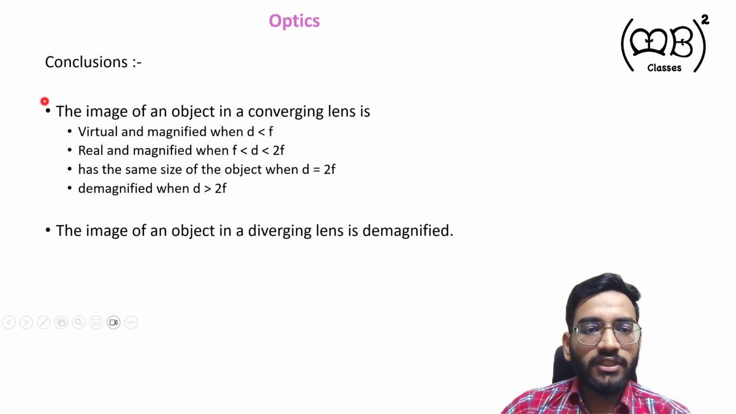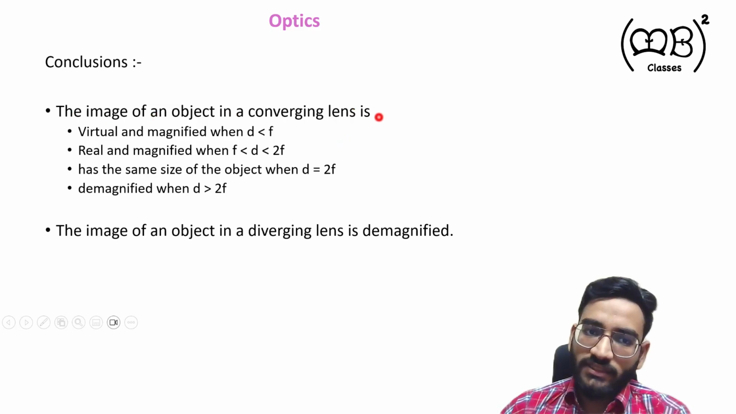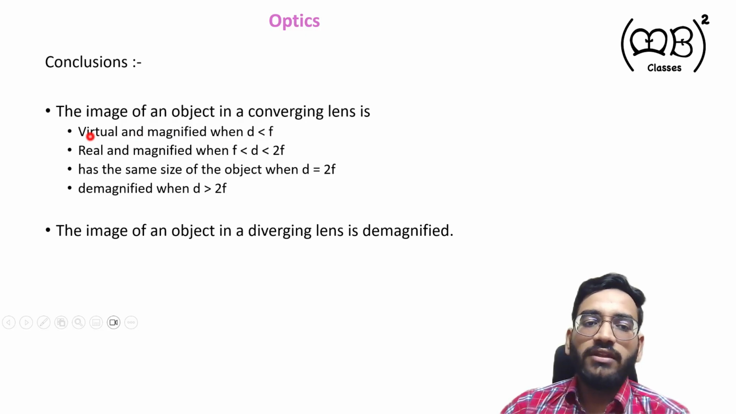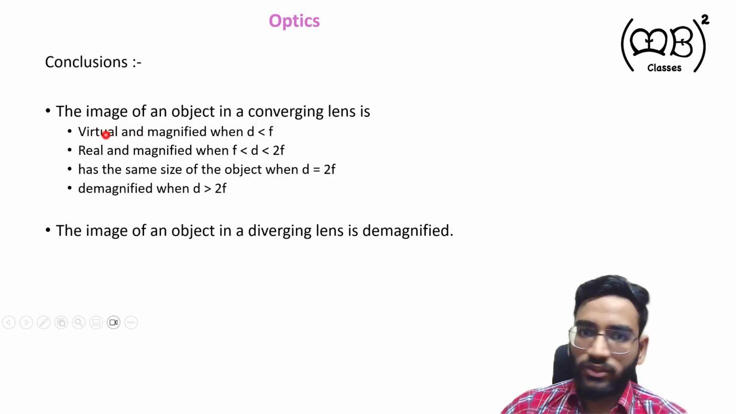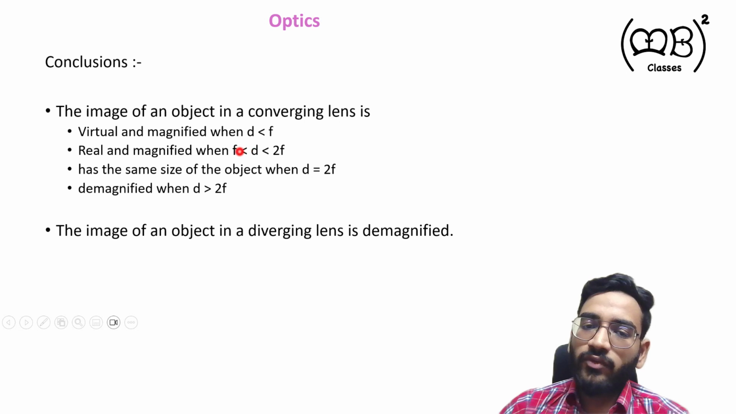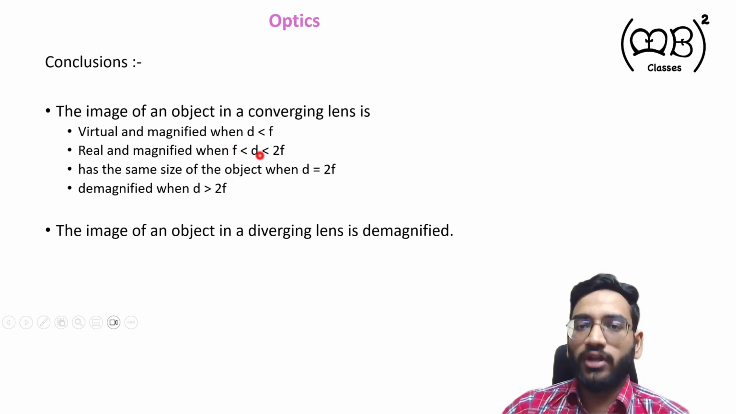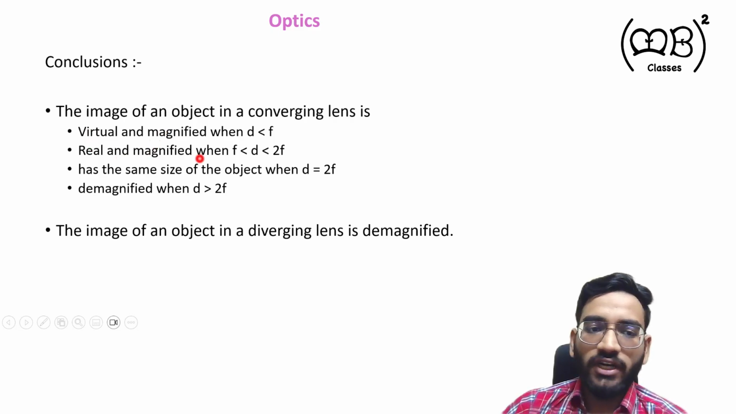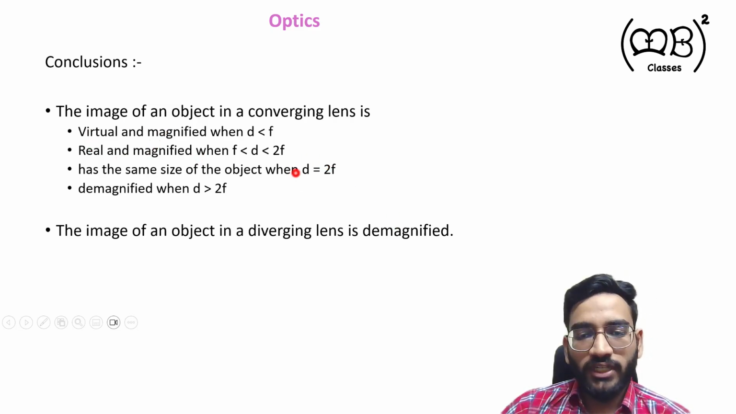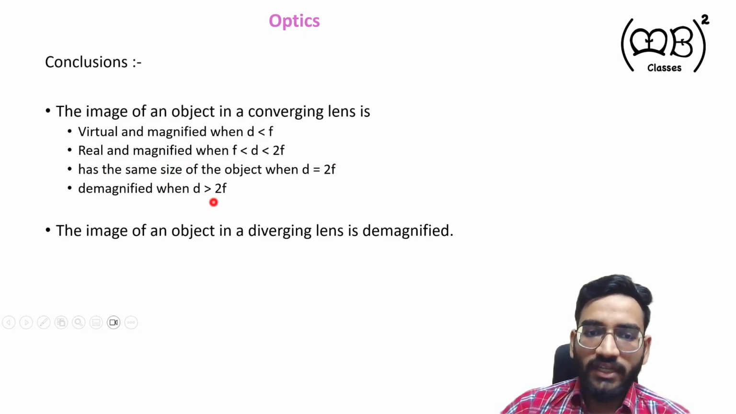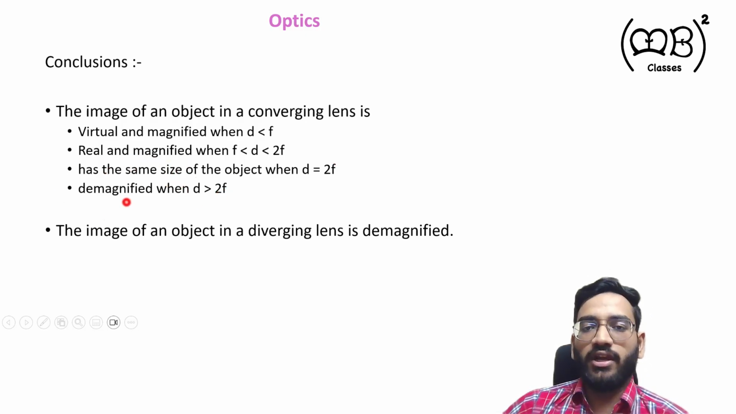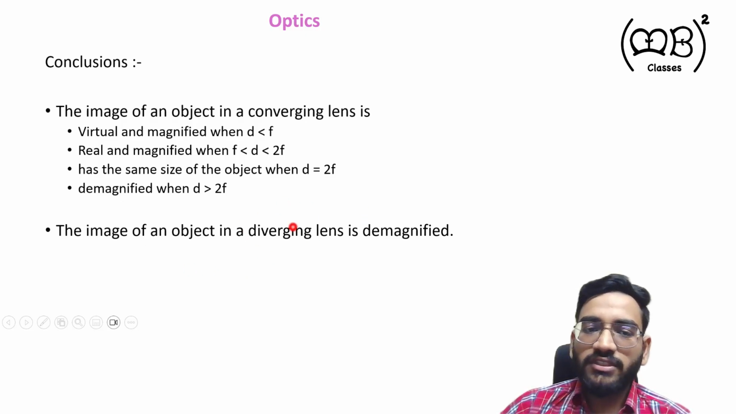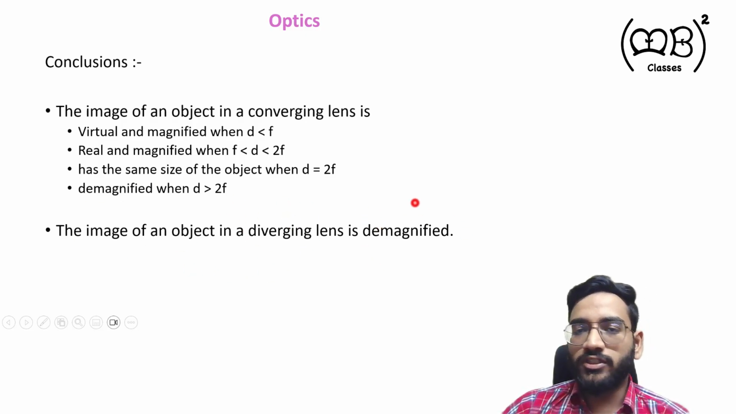So what happens is, the image of an object in a converging lens, as we saw, if the distance of the object was less than the focal length, what was the image formed? The image was virtual, erect and magnified. If it was between f and 2f, then it was real, inverted and magnified. But if the object is placed at 2f, then the image will have the same size, and if it is beyond 2f, then it will be demagnified. But in a diverging lens, anywhere you place the object, it will always be demagnified.